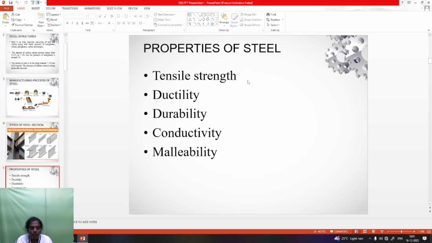The steels are Fe 410, normally used. So 410 is the steel strength: the plate strength, the I section strength, and the angle section strength are also 410. The 410 tensile strength is normally considered for the steel member.